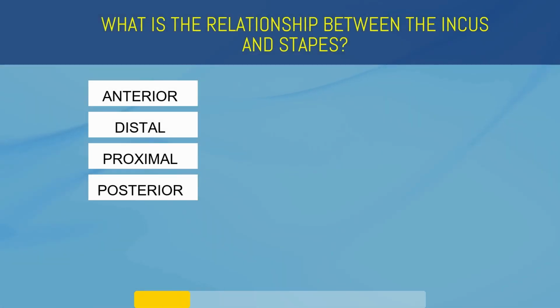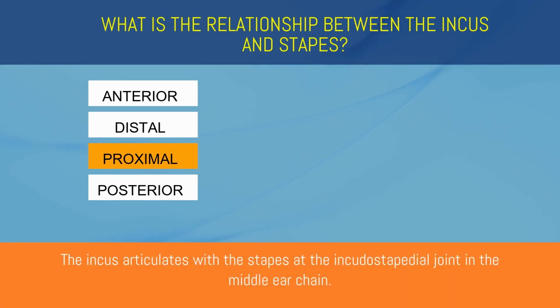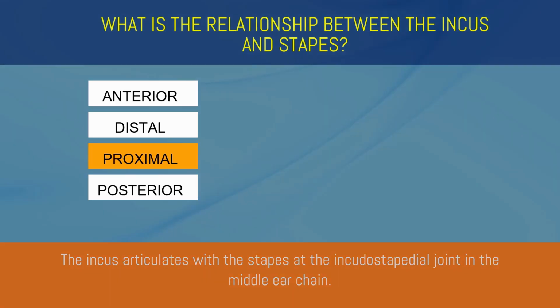What is the relationship between the incus and stapes? Anterior, distal, proximal, or posterior? Proximal. The incus articulates with the stapes at the incudostapedial joint in the middle ear chain.